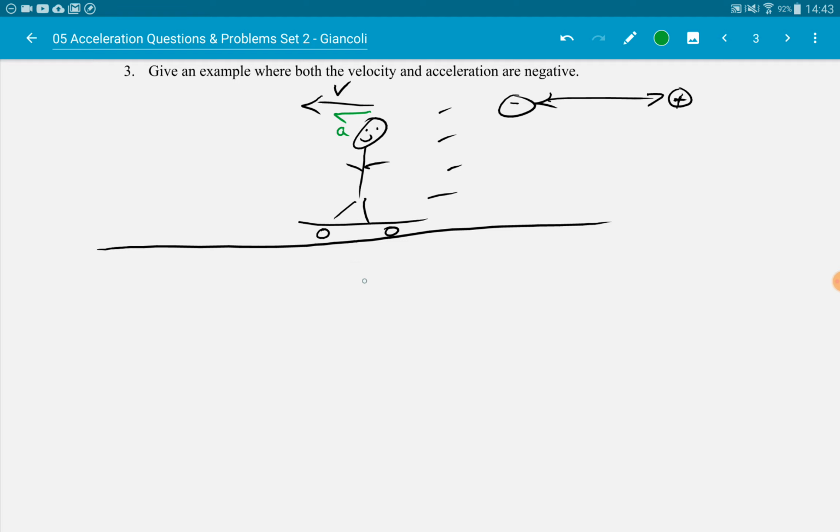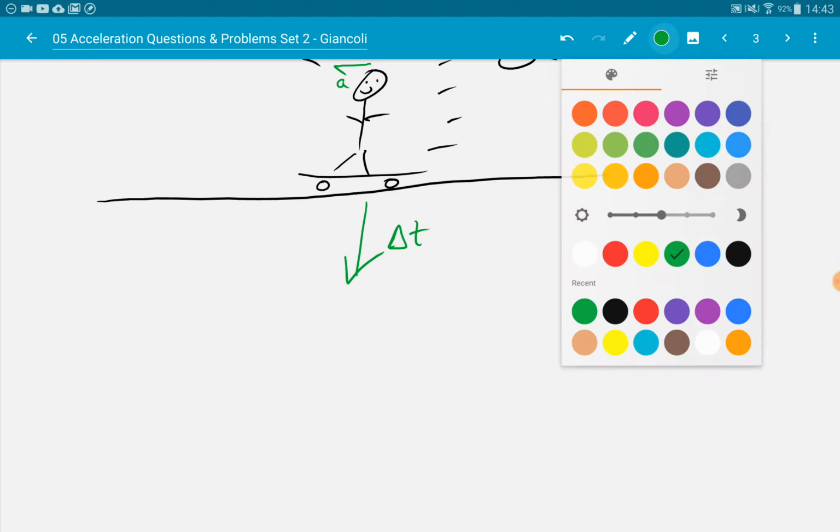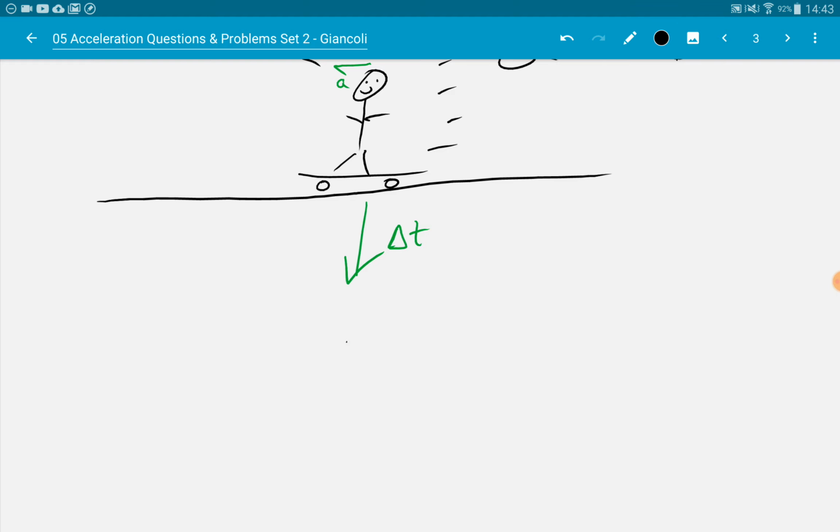So sometime later, after some time here, I'm not going to redraw the picture here, but the velocity would have to look bigger because it's getting more negative. It was already negative, and now it got more negative because the acceleration tells you which way the velocity is changing by over some time. Okay, cool. So more time maybe implies more time.